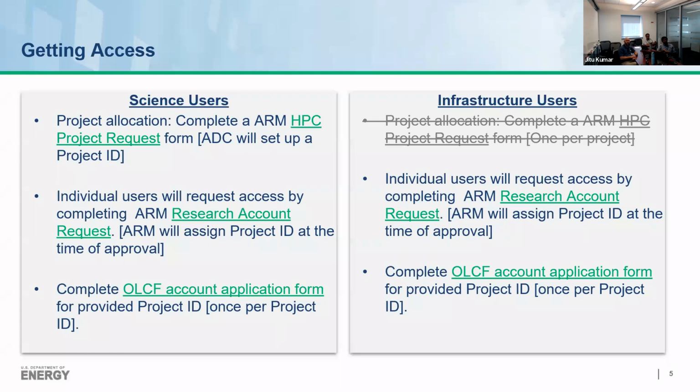You have to go to the OLCF account application forms. All our systems are run by the Oak Ridge Leadership Computing Facility here at Oak Ridge. And that's the final step where you will go and create an account, and then you will be able to access these resources. For ARM infrastructure staff, all steps are the same, except the first step is not needed.